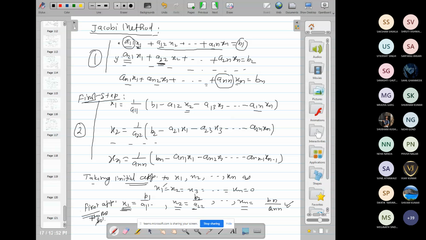And then repeat this process. अब next step के लिए for second approximation we will use the value obtained in first approximation, that is x1 x2 xn. So then repeating this process we obtain the value of x1 x2 xn correct up to required number of decimal place.